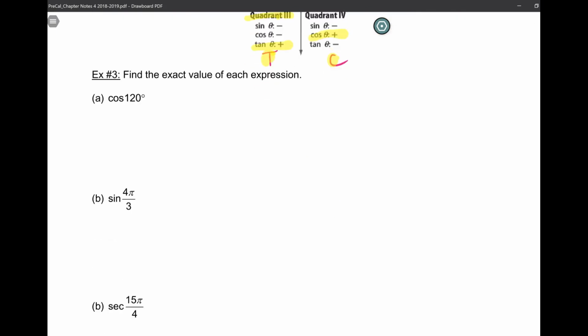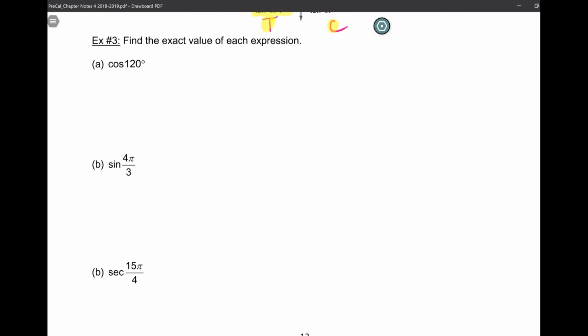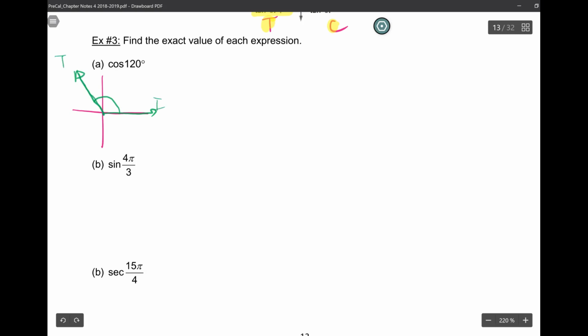So example 3 says find the exact value of each expression. So how do we do this? First, we want to find the reference angle. So let's draw our picture. Here's my initial side. 120 is more than 90, so I have 30 more degrees. It will be something like this. Oh, it's not straight. Whatever. Terminal side, initial side. Let me draw the arrow so I know which way I went. Okay, so I've drawn it.